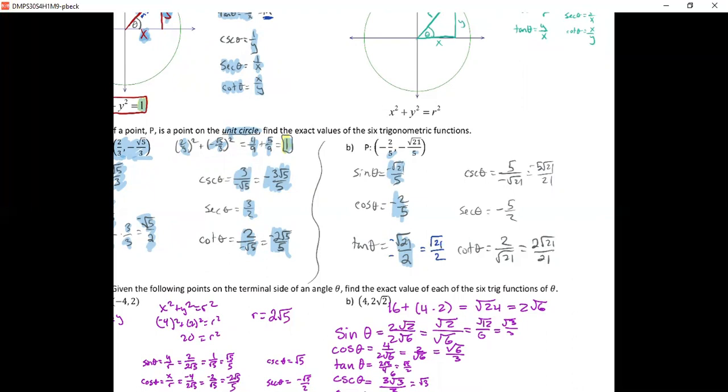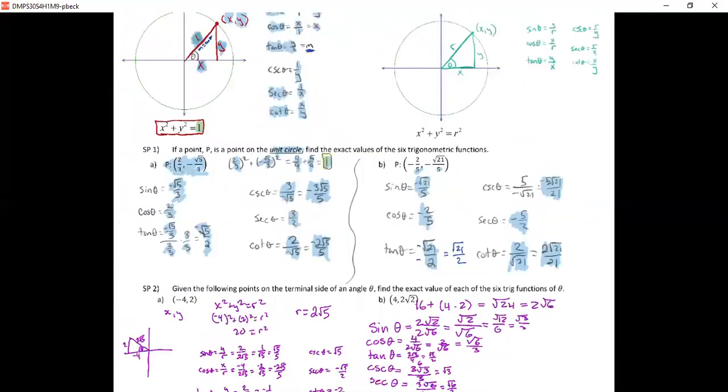So then we have our 3 reciprocals. So the reciprocal of our y is 5 over negative square root of 21, which ends up being negative 5 square root of 21 over 21. Reciprocate negative 2/5 for our secant value. Reciprocate our tangent and then rationalize to get our cotangent.